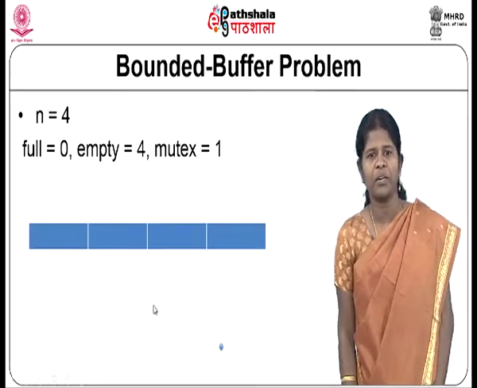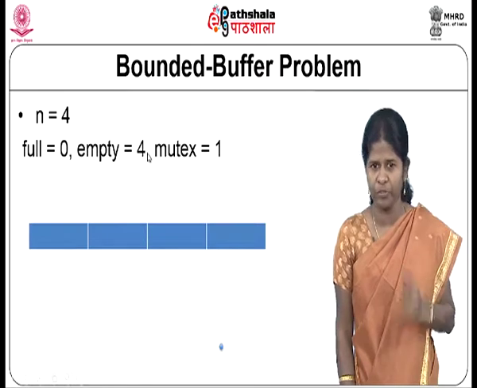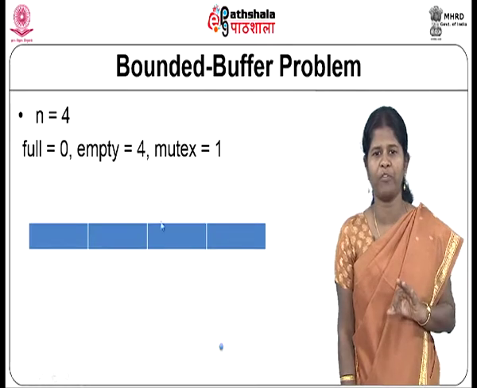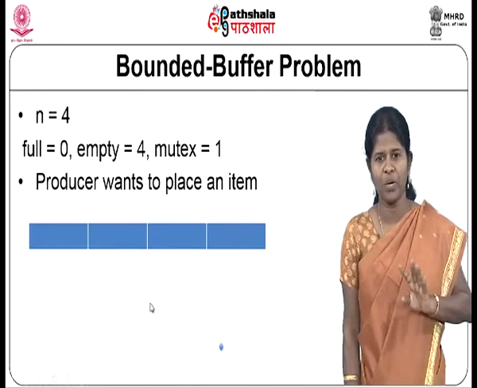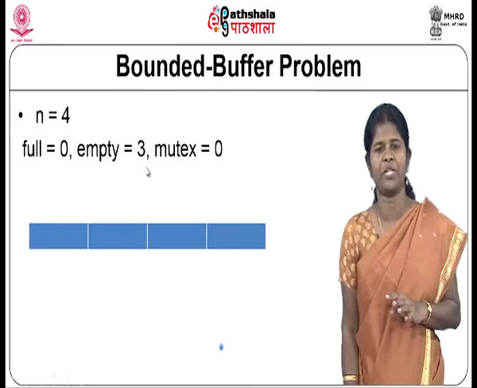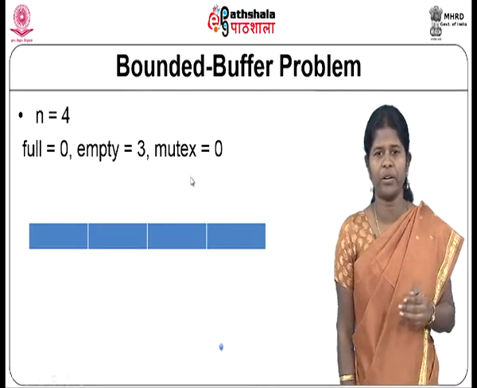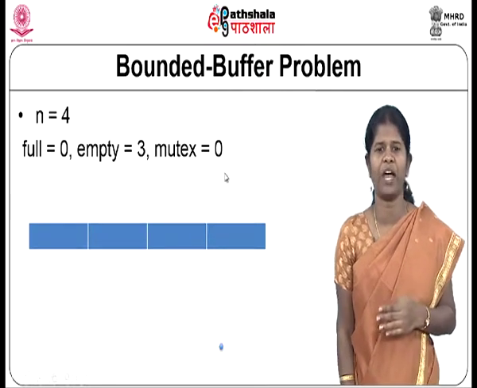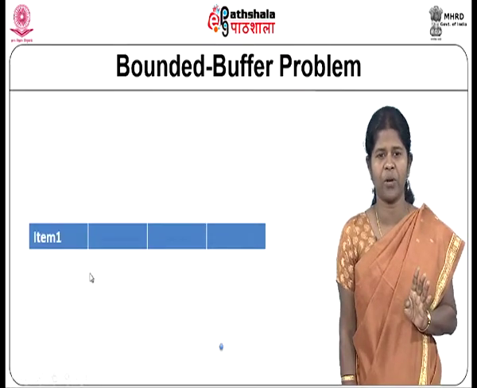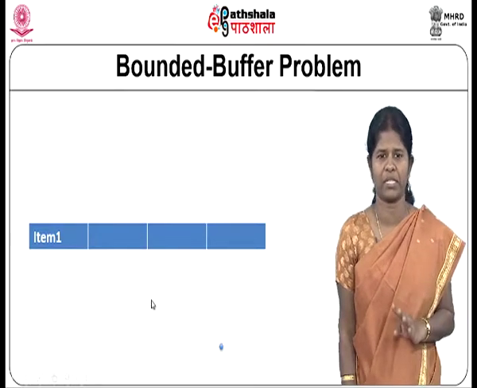So what happens when you apply wait on empty? It finds that the value of the empty semaphore is 4, so it decrements the value by 1, and the value becomes 3. The producer wants to place an item and it executes. The value of empty becomes 3, and the value of mutex was earlier 1, and when you execute wait on mutex, it decrements the value of mutex to 0. So empty becomes 3, mutex becomes 0, and the producer places an item in the buffer.